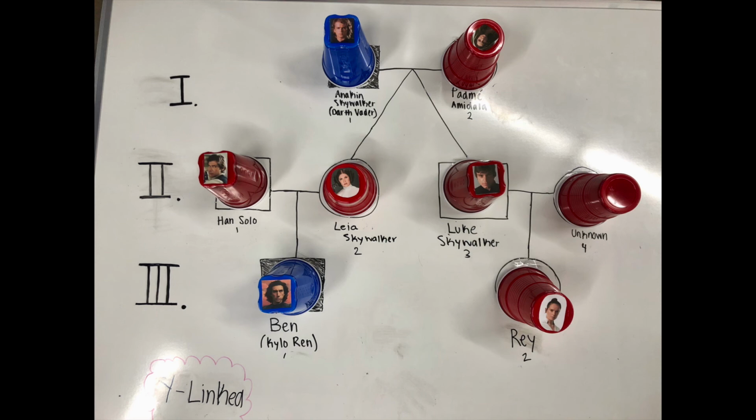With Y-linked traits, usually all males are affected, and the trait is passed from the father to all of their sons. It never skips generations. This is inconsistent with the pedigree because not all males are affected, and the trait is not passed from Anakin Skywalker to his son.